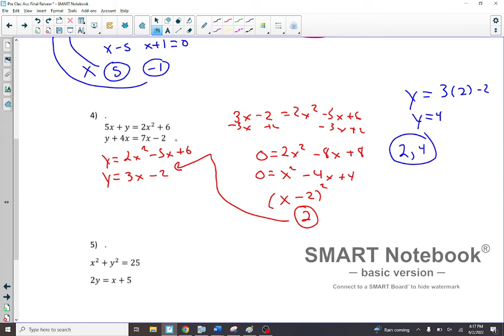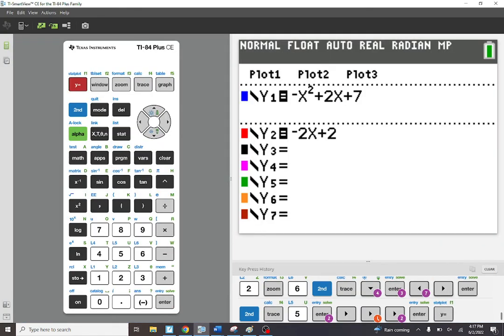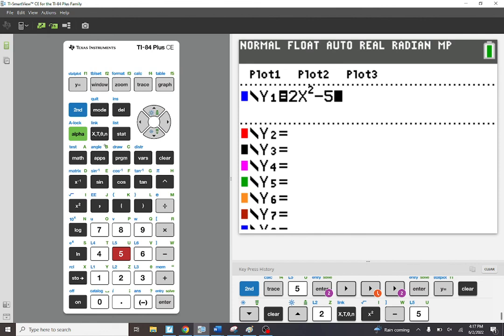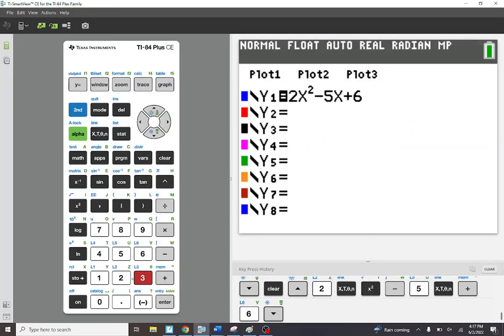Let's just check how we could do that in the calculator. Now when you put it in your calculator, you've got to make sure it's in y equals mode. So let's do it again. Y equals 2x squared minus 5x plus 6. And then over here, 3x minus 2.